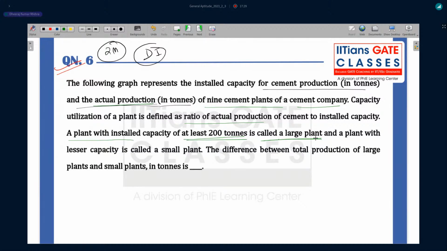See, you have to be careful here. They have mentioned that a plant with installed capacity of at least 200 tons is called a large plant, and a plant with lesser capacity is called a smaller plant. So they have asked the question here, guys. Wait, I'm going to show you the bar graph. The difference between total production of the large plants and the smaller plants. So you have to find the difference between total production. And what is total production? Total production is the actual production.